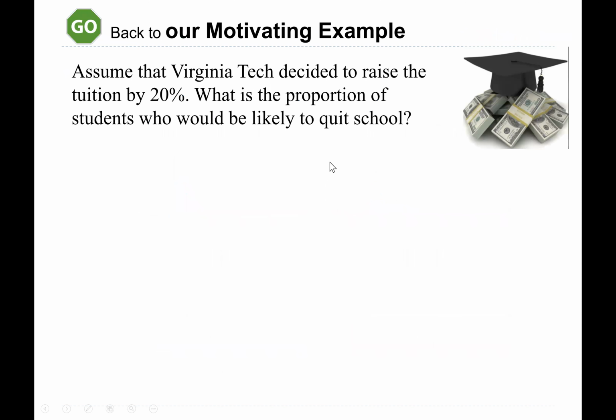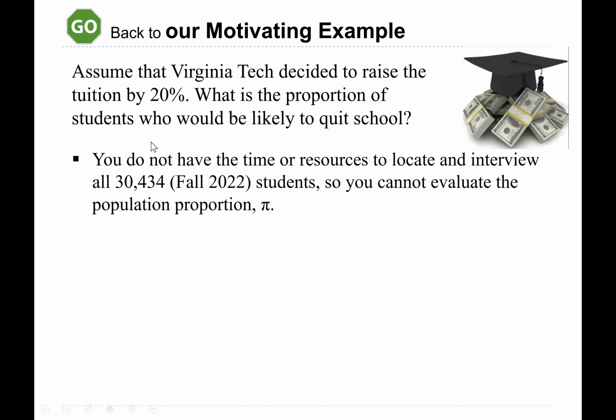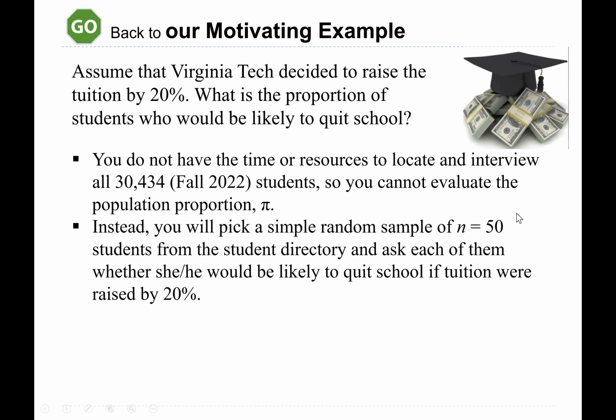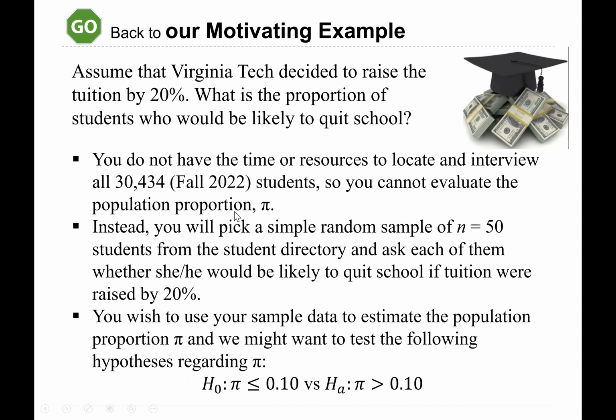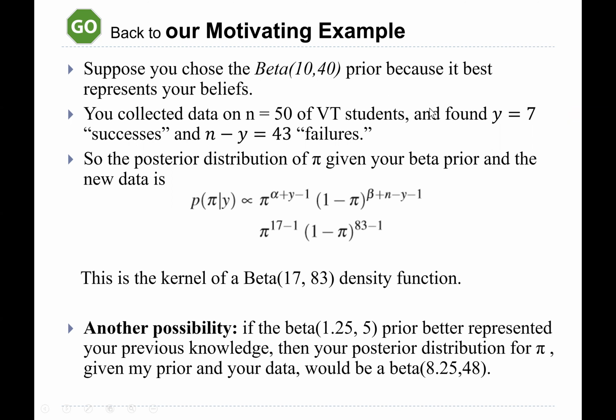So let's go back to our example again. Assuming that Virginia Tech has decided to raise the tuition by 20%, what is the proportion of the students who will quit school? There is no way to work with the whole population, since it is big, so you decide to work with a sample of 50 and estimate the population proportion using a Bayesian approach. Maybe you are also interested in these two statements to see which one is correct. So assuming I'm going to work with a conjugate prior, beta, with alpha 10, beta 40.